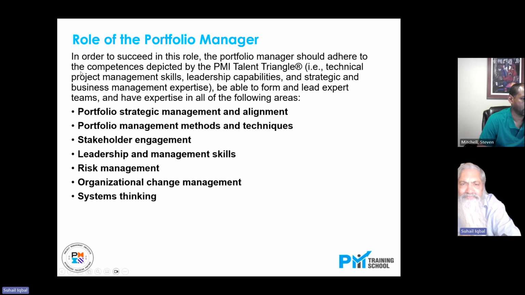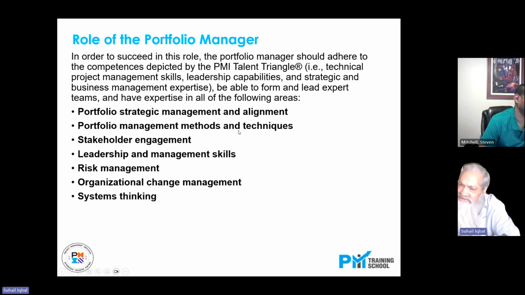Classically speaking, as a portfolio manager, you lead expert teams. You can lead expert teams and have expertise in all of the following areas, right? You should have expertise in all of these areas. By the way, most of these are the same areas we have already been talking about: strategic management and alignment. Naturally, this is one of the domains you have. Portfolio management methods and technique.